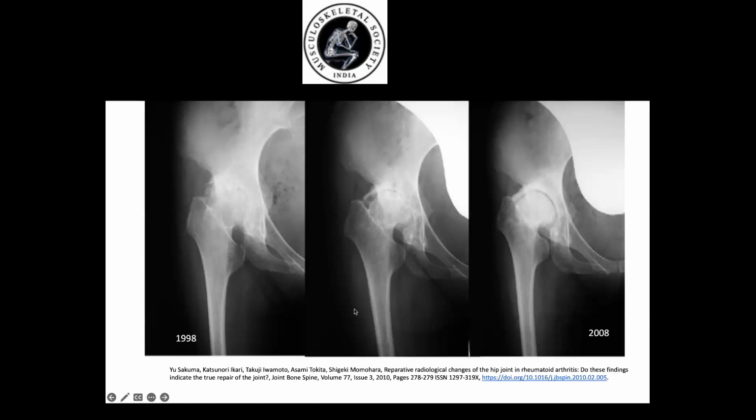This is another interesting case. This lady was a 51-year-old lady who had a history of juvenile rheumatoid arthritis at 7 years of age and was treated for this. She first presented in 1998 with severe right hip pain. There was a background of this lady having had bilateral total knee replacements and a left hip arthroplasty as well. So this is 1998.